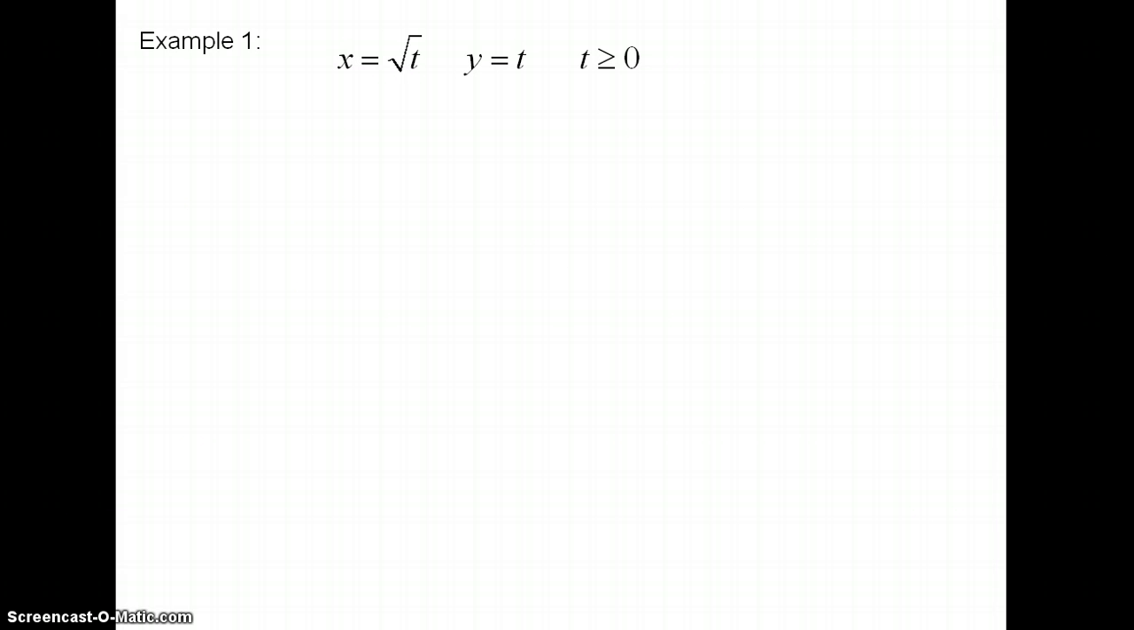All right, here's an example. x equals the square root of t, y equals t. We have some restrictions on t being greater than or equal to 0. And we're going to look at just how to graph this quickly on the TI-89.